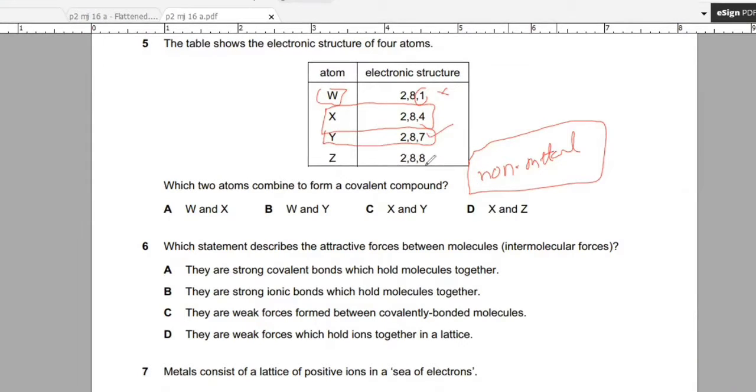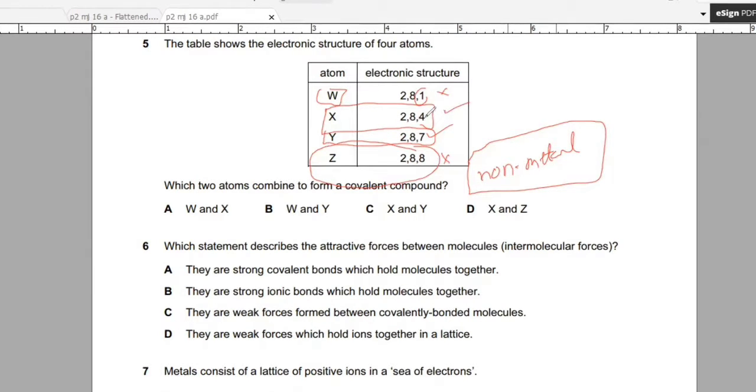And why not Z? Because its outer shell is already fulfilled with an octet. So that is why we will not consider it. It is already filled with 8 electrons, which means it is a noble gas element. This won't take part in the formation of a covalent bond. Okay, so that is why the right ones are X and Y.